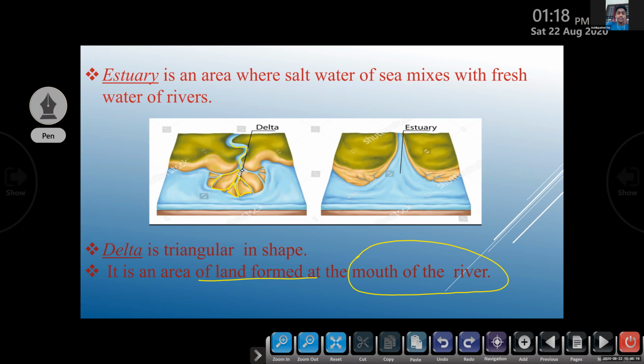Then, what about estuaries? It's an area where salt water of sea mix with the fresh water. That means this is the river, right? River join, the point where river join the sea. When the rivers join with sea, what will happen? The fresh water of the rivers mix with salt water of sea. This point is called estuary. Estuaries. So what we have discussed, rivers on the western coast form estuaries and rivers on the eastern coast form delta.